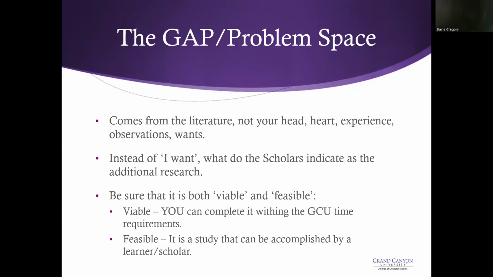So instead of the I want, we have to look to the scholars that indicate what additional research we should be looking at. Now, when we do that, we have to keep in mind two very important terms. A study has to be both viable and feasible. Viable is that you can complete it within the GCU time requirements. So you have to keep the topic very narrowly focused so that you can get done on time. And second, it has to be feasible, that it is a study that can be accomplished by a learner scholar.